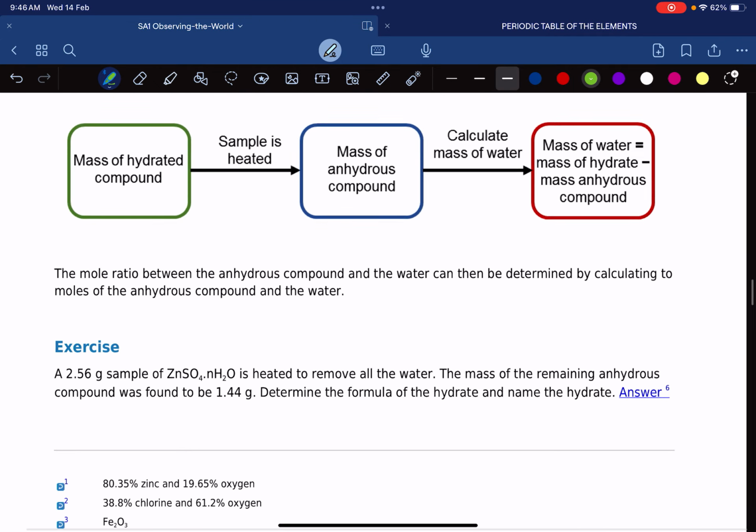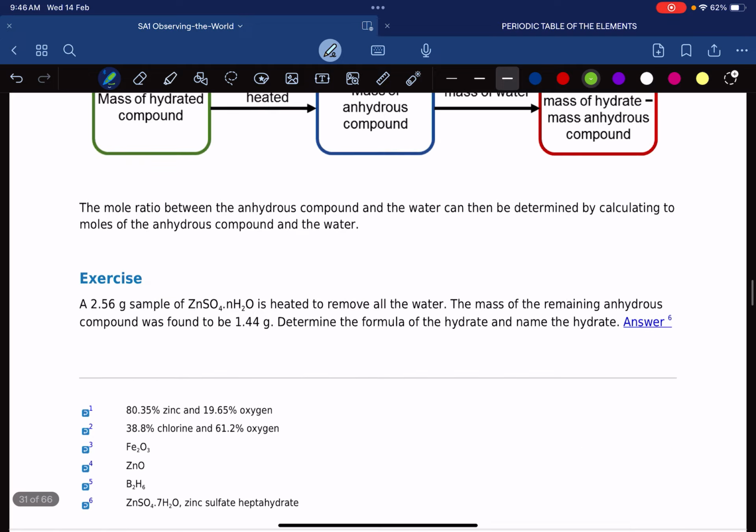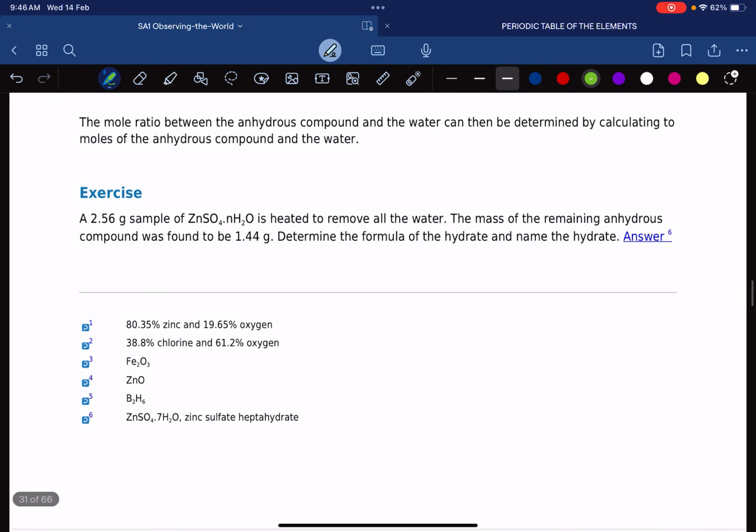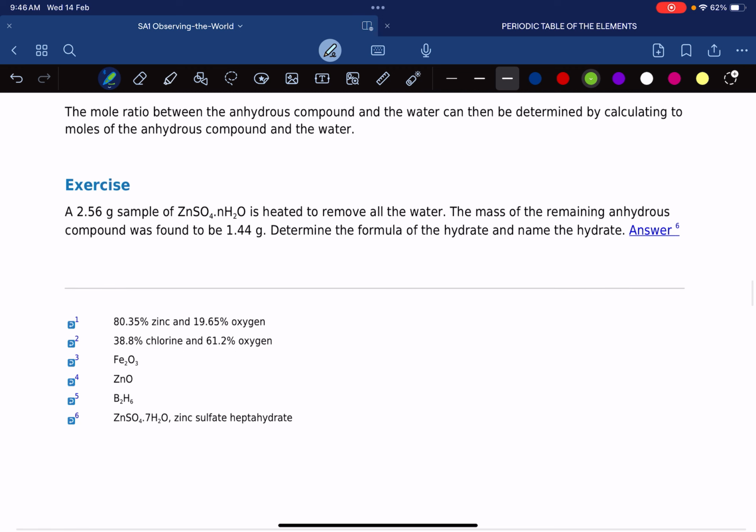Same thing with these hydrated compounds. For hydrated compounds, it's exactly the same thing, but in this case the entire compound has a mass of 2.56 grams. Then it says once you heat it up and remove all of the water, the remaining part is 1.44.